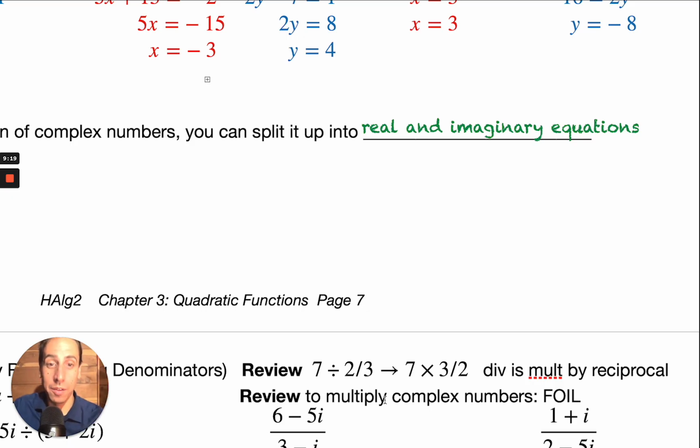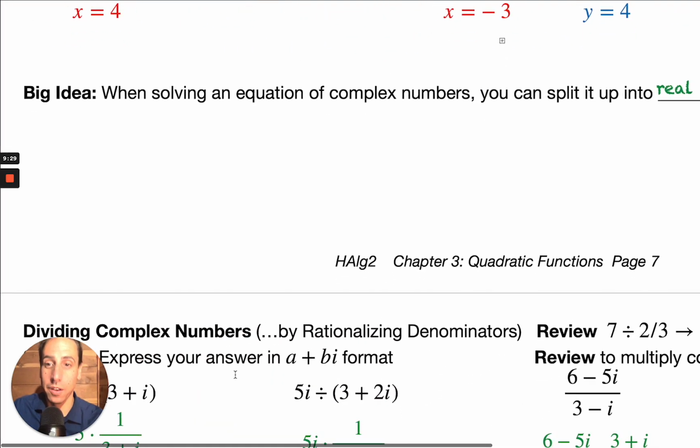And if we ever need to multiply complex numbers, because you can see we're changing division into multiplication, how do we multiply them? We have to FOIL. So there's going to be a whole lot of reciprocals and FOILing going on.